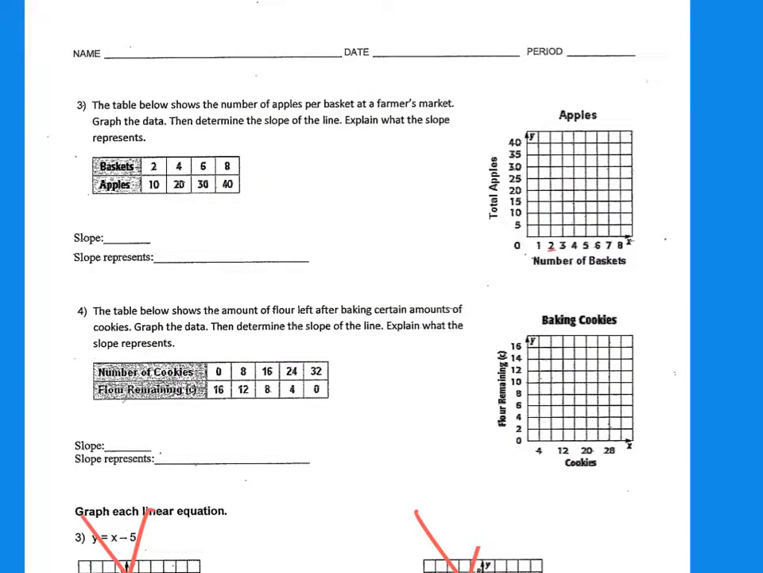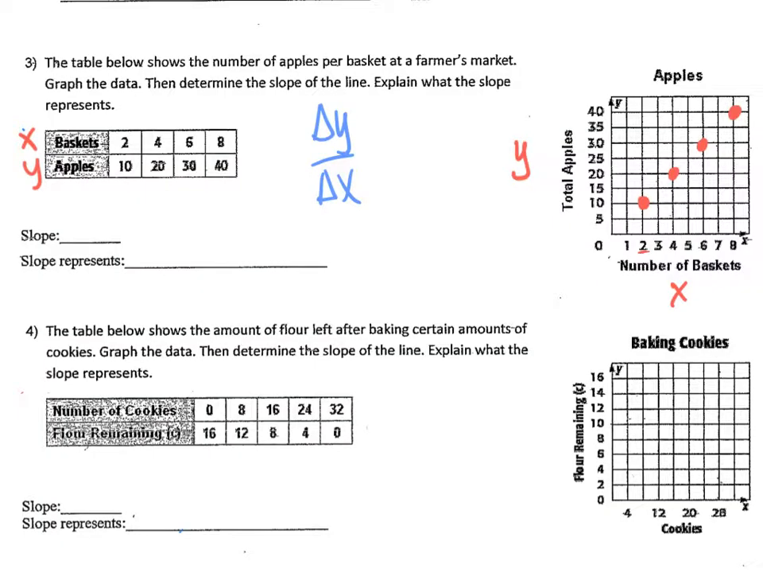Number 3, the table below shows the number of apples per basket at a farmer's market. Graph the data, then determine the slope of the line. So go ahead and take a second and graph those points on your graph. Okay, so then we've got our points plotted.